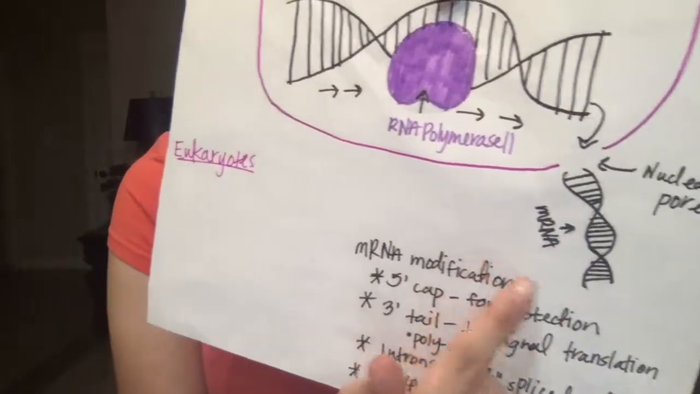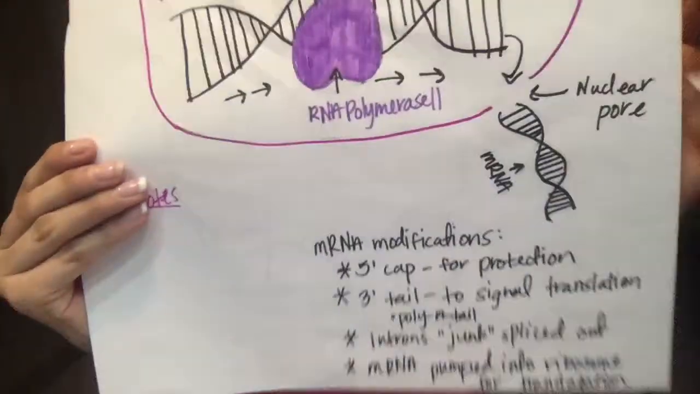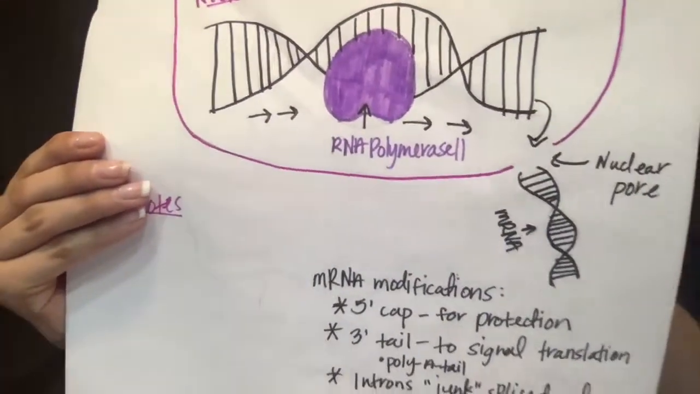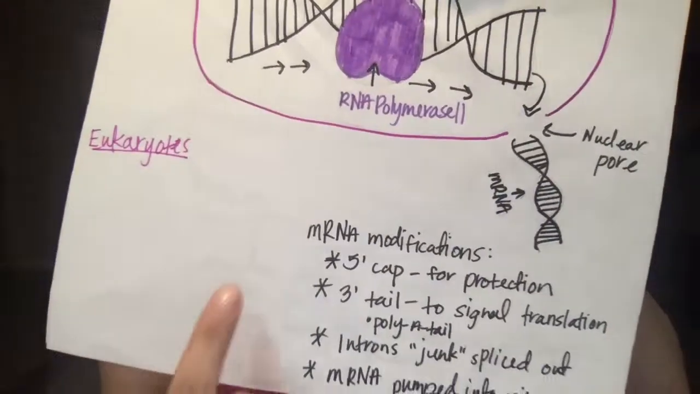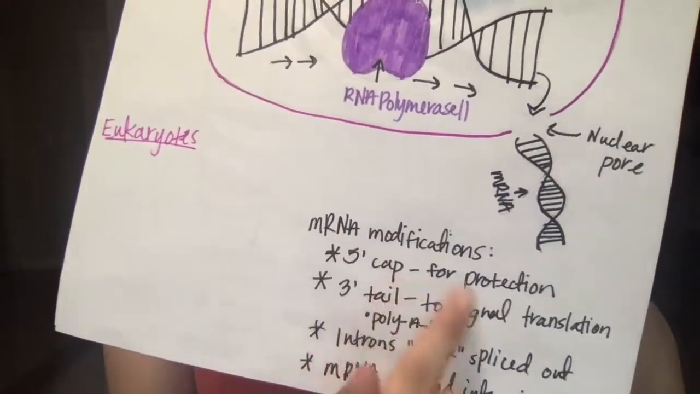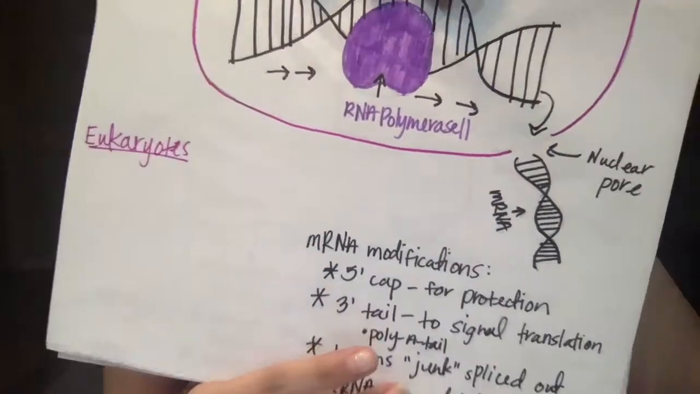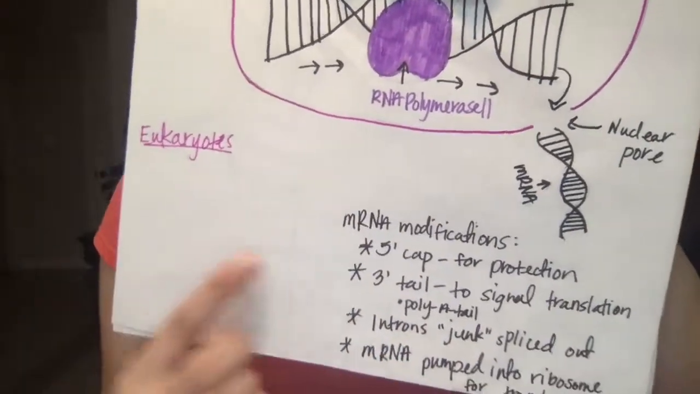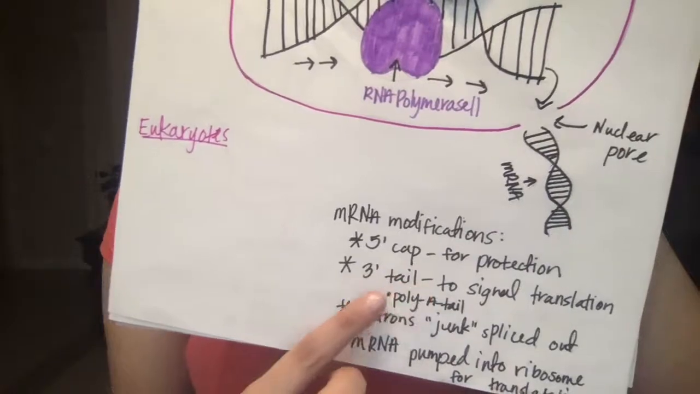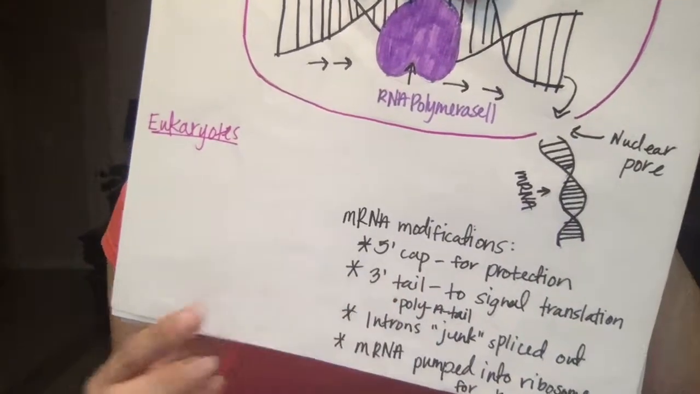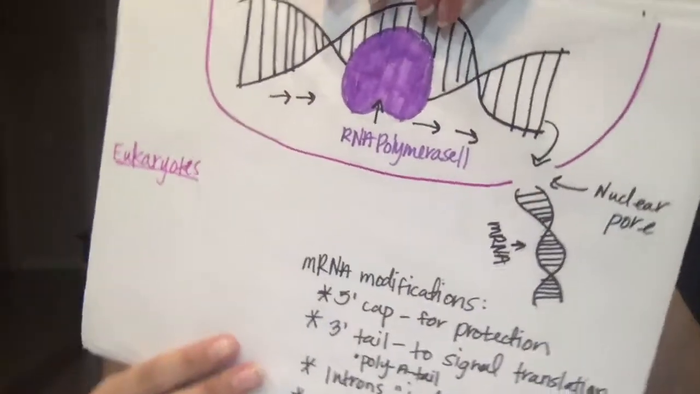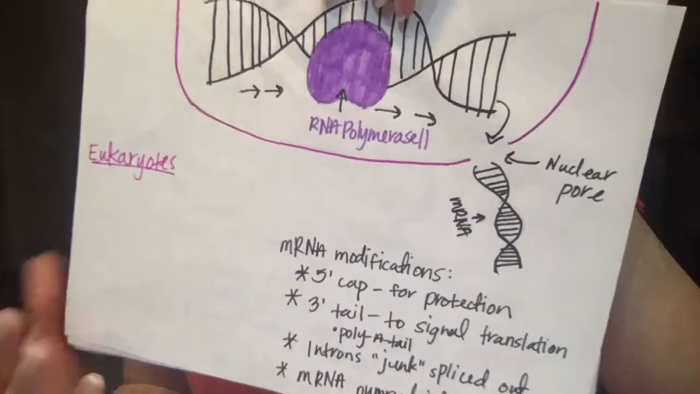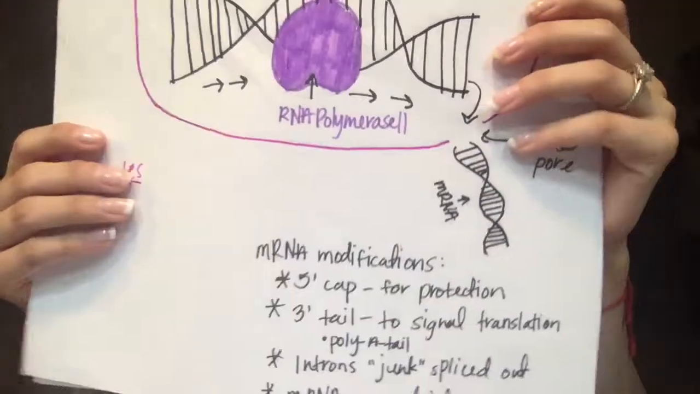And so there is a 5' cap added to the 5' side, and that is to protect the mRNA from any degradation. And there is also a tail added to the 3' side, a poly A tail, and that is to signal for translation, so that they know that that mRNA has to be translated.